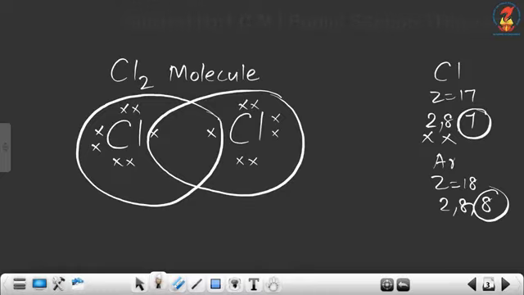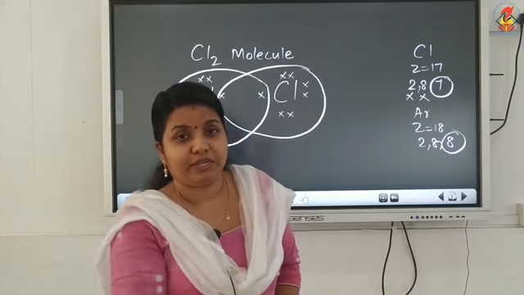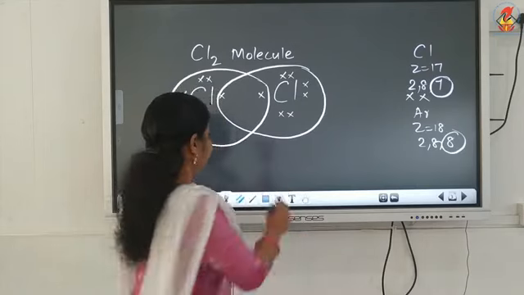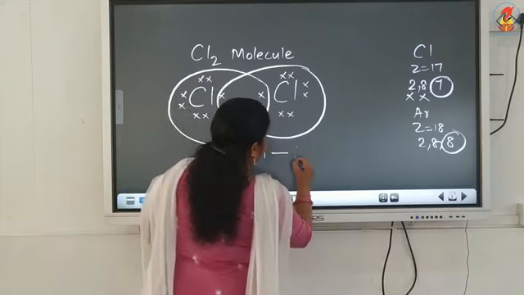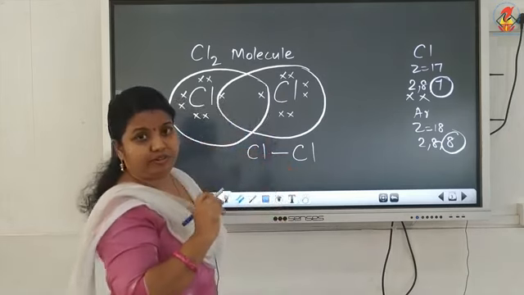Okay. Now look inside the circle of each chlorine. Both of them have 8 electrons. Both of them have attained stability. Now look at the central portion. There is 1 electron pair. 1 electron pair means 2 electrons are shared. 1 electron pair is mutually shared between the combining atoms. So joining that, we write a single bond.